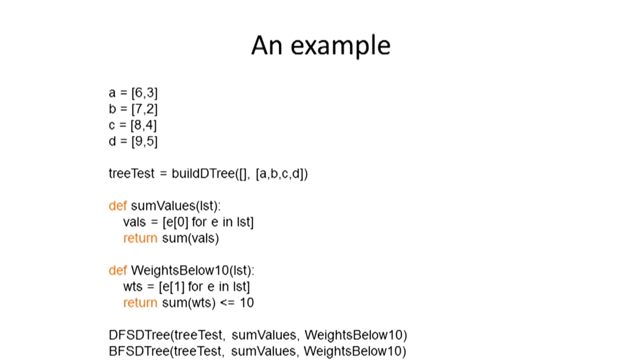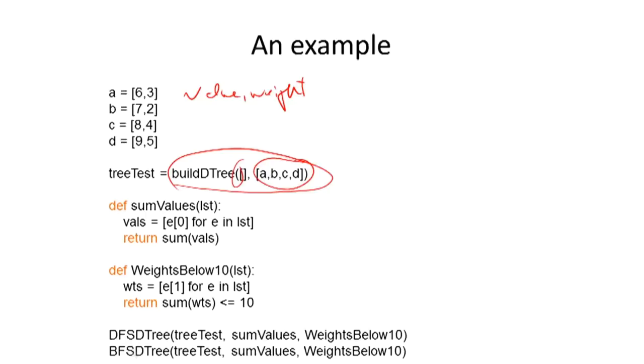So here's a simple little example. My elements here are a value and a weight. And I should really build an object out of it, but I'm just using it as a list. So I've got 4 little elements here. I can actually build a tree by using my build tree. Again, I start off with nothing so far and the set of things to build. I'm going to call that tree test.